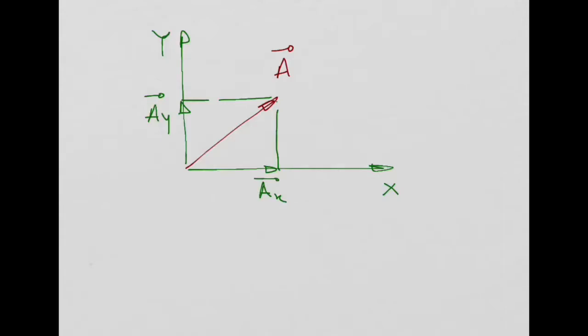Now, you might be asking, why did I choose this coordinate system, XY? Can I choose a different one to describe this vector? I can choose any coordinate system, right? For example, I can now say that I don't want to use this coordinate system, but I want to use, for example, this one.